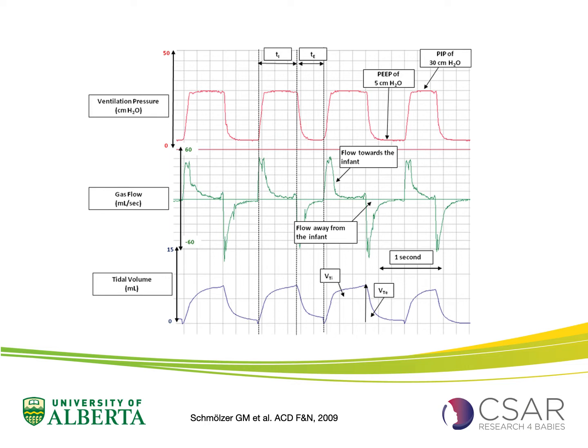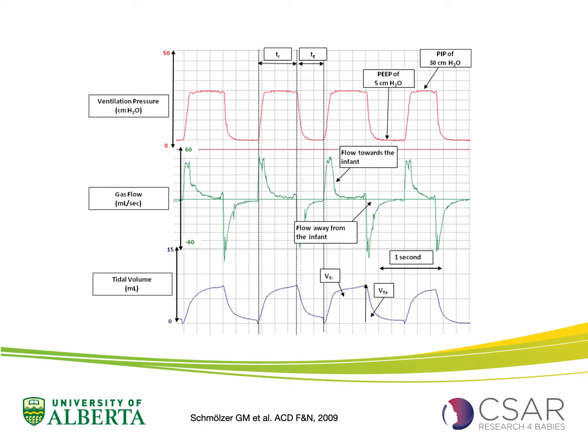Now, when you look at the respiratory function monitor screen, depending on what setup you use, there will be several things you will see. On this screen, you have the ventilation pressure on top, your gas flow, and your tidal volume on the bottom. The ventilation pressure in red has a certain baseline pressure of 5 centimeters of water, which is your PEEP, and with an inflation, it goes up to a set pressure, in this case 30 centimeters of water.